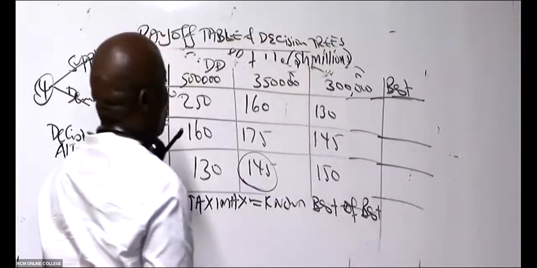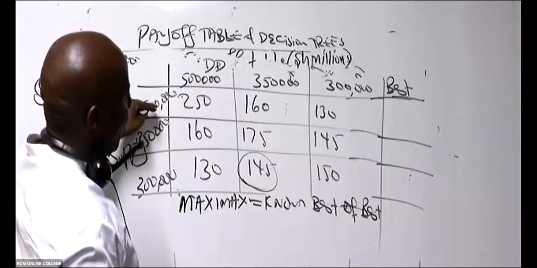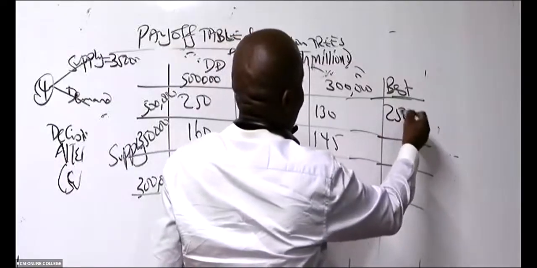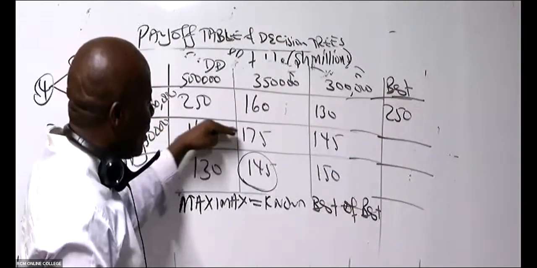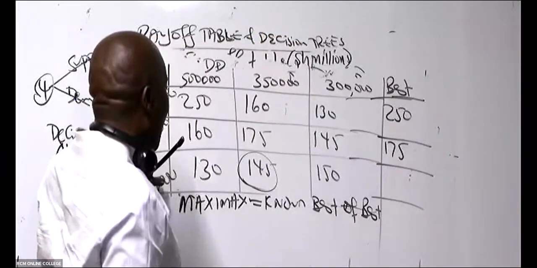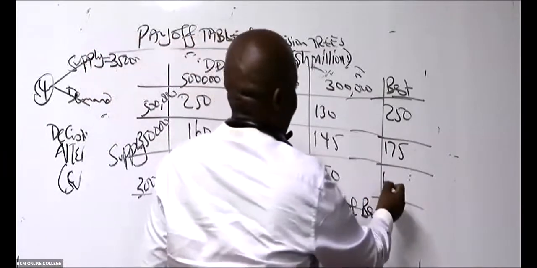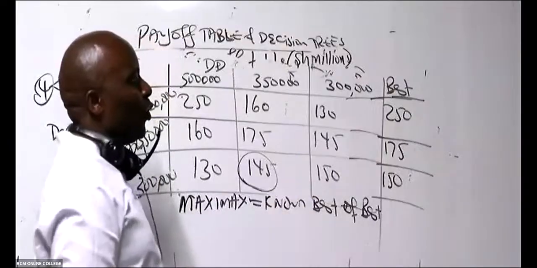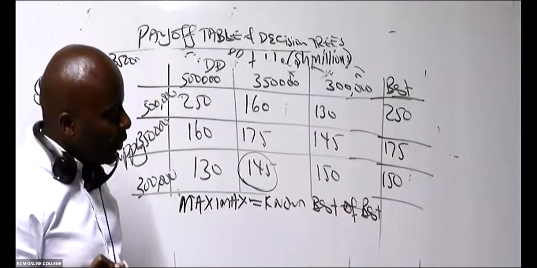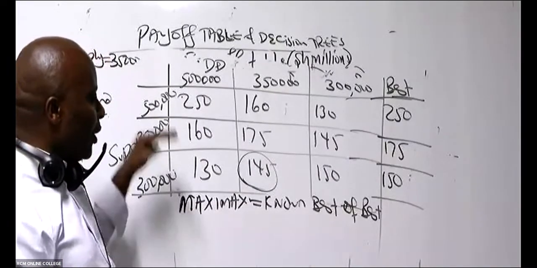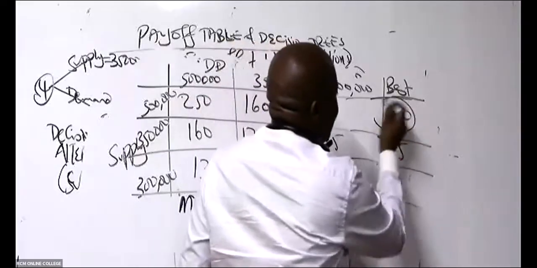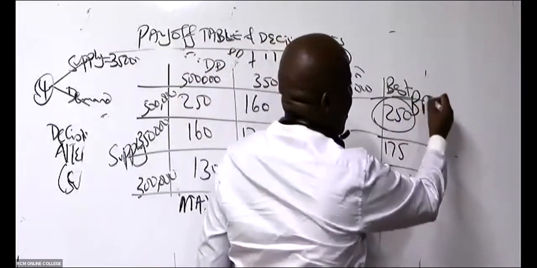So you move for each row. Like now row number 1, the highest profit, the very best profit is 250. The very highest here is 175. Then the very highest here is 150. And then amongst the best, you pick the very best. So which one is the best of the best? 250, isn't it? Because maxi is best of the best. So 250 is the highest here. So this is what we call BB, best of best.